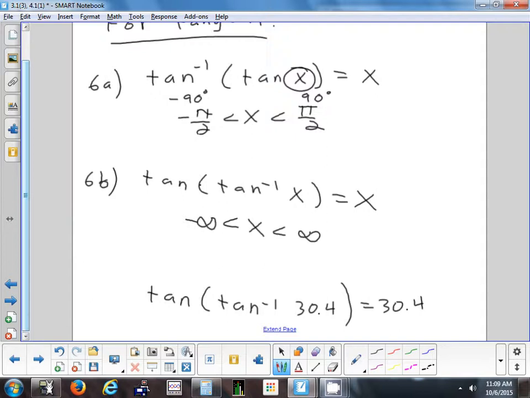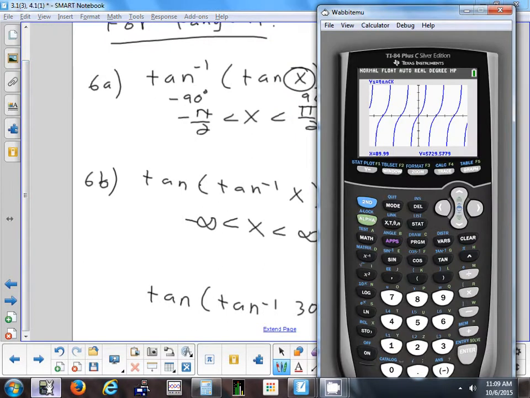All right, so how about this one? Tangent of inverse tangent of 30.4. Is that going to work? Will that give me 30.4 if I type it in? Yes, that'll work fine. This is 6b. There's no restriction. And if you get stuck, you could always just type it in. Tangent, inverse tangent, 30.4. So it works.